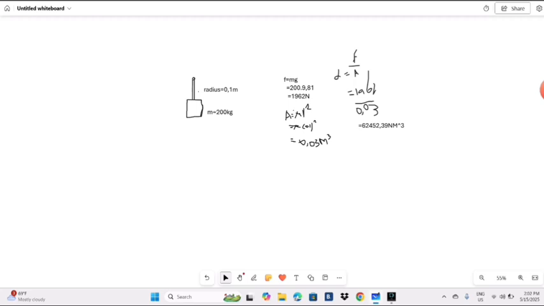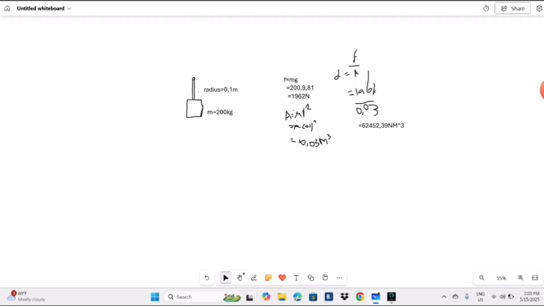1962 newtons. Then we're going to move to area, and we know that the area of a cylinder is pi r squared. Our radius is 0.1. Then our answer will be 0.03 meters squared. Then we know that stress is equal to force divided by area, and we found out that our force is 1962 newtons. Then we're going to divide that force by 0.03. It means that our stress is 62,452.39 newtons per meter squared.